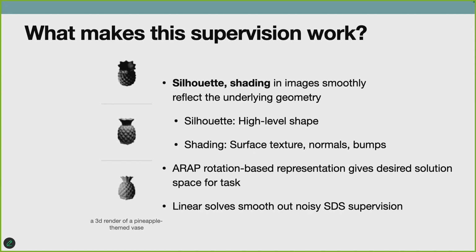To tie this back to the topic of 2D supervision, what makes the supervision work so well? You can see in the renders that we use in the supervision that the silhouette and the shading are natural cues that directly come from the underlying geometry. And so an objective based on rendered images like this with shading is a lot of information when backpropagated to the 3D optimization variable. Moreover, small changes in the geometry produce small changes in these parts of the render thanks to differentiable rendering, as Dale mentioned earlier. Moreover, the ARAP rotation-based representation decides the desired solution space for the task, which in our case is identity-preserving geometric stylization, and the linear solves smooth out the noisy SDS supervision.